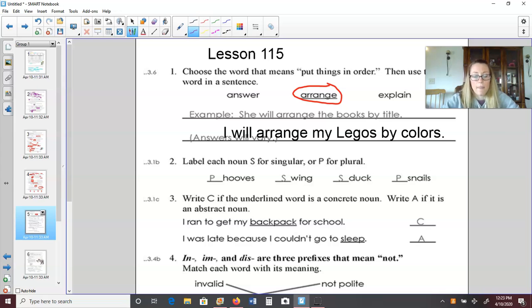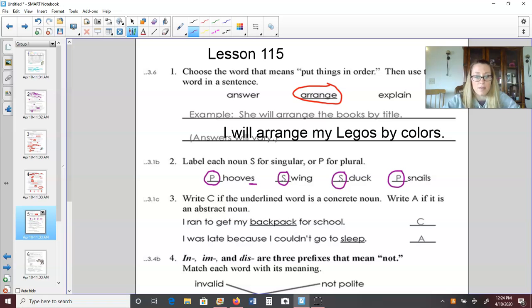Using the word arrange. Number 2, label each noun S for singular or P for plural. So singular means only one of something, and plural means there's more than one. So hooves, if you're talking about the hooves of a cow, that's plural, more than one. And typically we know it's plural because it ends with the S. Wing, if a bird hurt its wing, wing would be singular, meaning only one. Duck, you saw a duck swimming in the pond. Duck is singular, only one. And snails, if you had several snails in your fish tank, that means more than one, so plural.